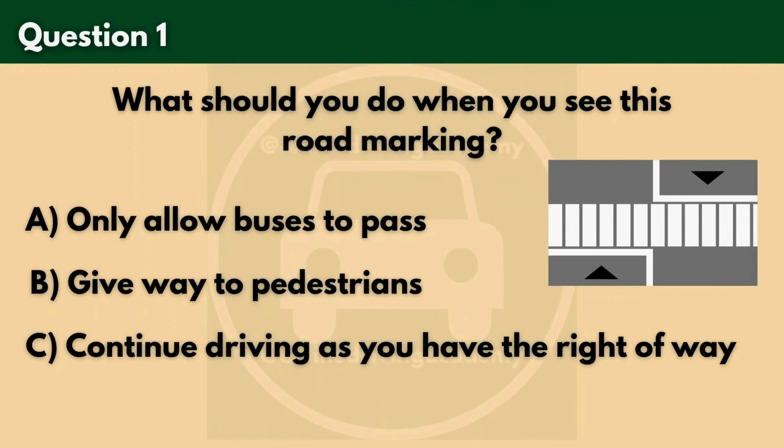Now we can see there are 2 lanes, each going in a different direction, and we can see white rectangles, they're broken up rectangles, right? So automatically we can identify that this will be a pedestrian crossing, and we know what will happen if you arrive at a pedestrian crossing. So let's look at the options.